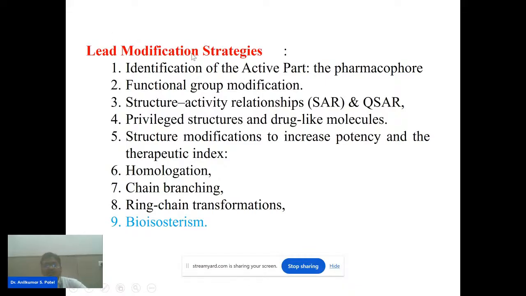Firstly, identification of the active part of the molecule, meaning the pharmacophore. Lead compounds or any drug molecules contain a pharmacophore and an auxophore. Which part can we call a pharmacophore and which part an auxophore? The part of the drug molecule which is responsible for the biological activity, which interacts with the receptor and produces a pharmacological action, is known as the pharmacophore. Another part of the molecule is known as the auxophore.